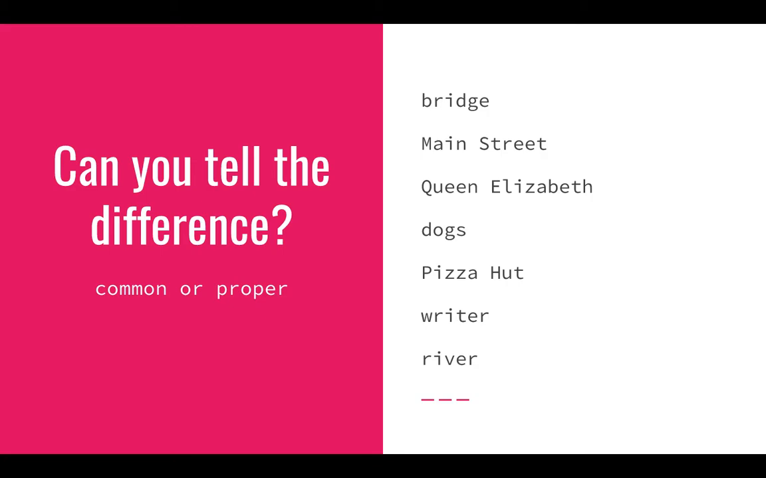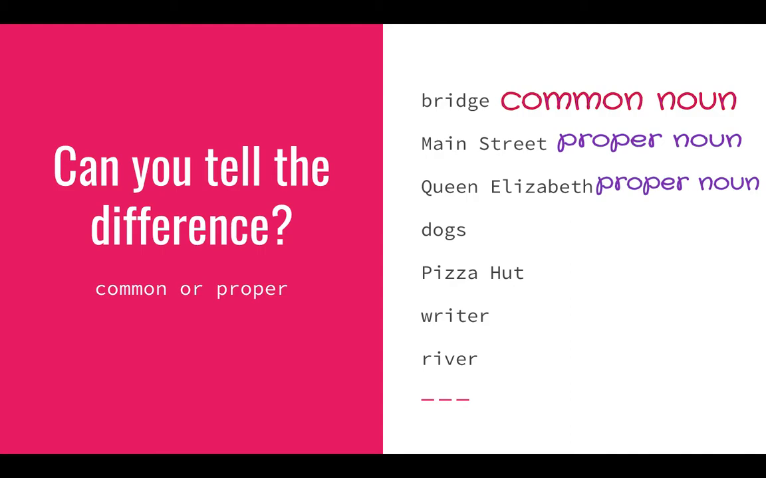So now we're going to see if we can tell the difference between a common and proper noun. So bridge, that's just any bridge. It's not specific, so that makes it a common noun. Notice that it was not capitalized. Main Street, oh, that's naming a very specific street. It's capitalized, proper noun. Queen Elizabeth, capitalized, naming a very specific person, proper noun.